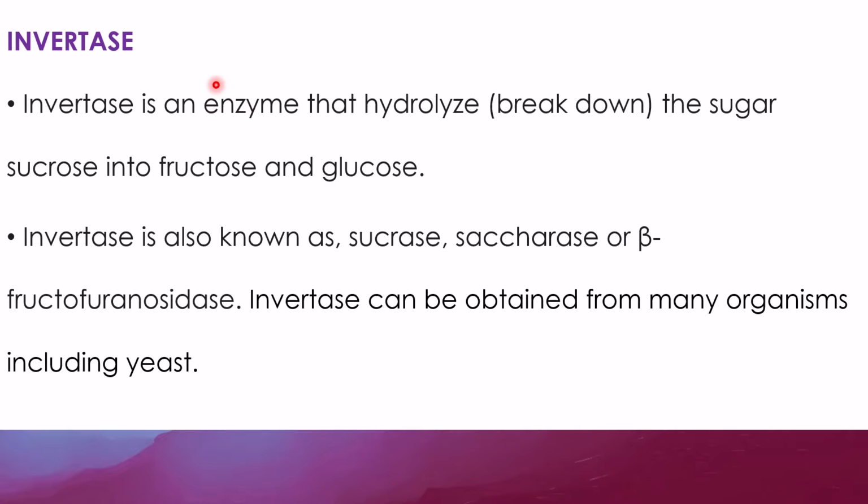The next is invertase. Invertase is an enzyme that hydrolyzes or breaks down the sugar sucrose into fructose and glucose. Invertase is also known as sucrase, saccharase, or beta-fructofuranosidase. Invertase can be obtained from many organisms, including yeast.